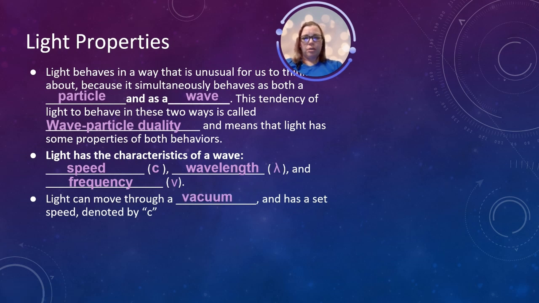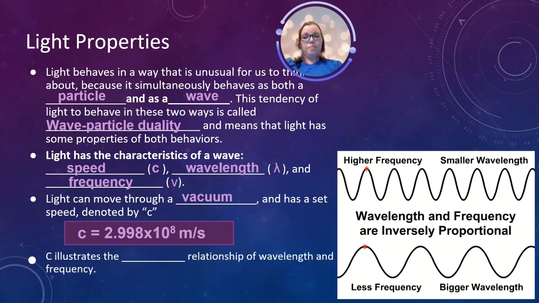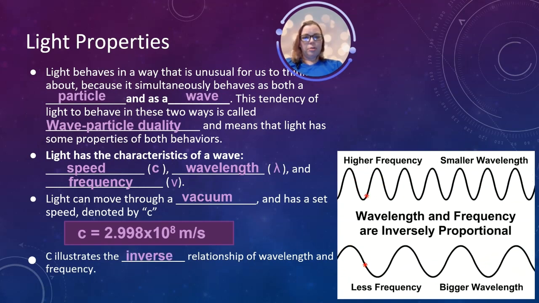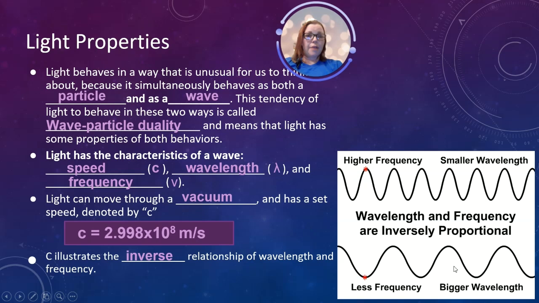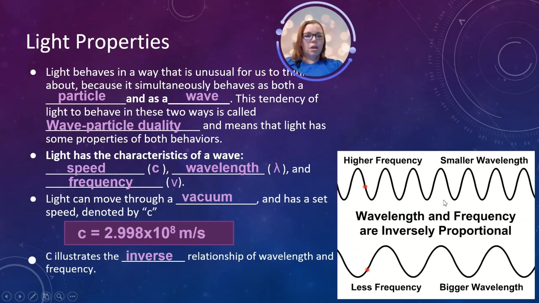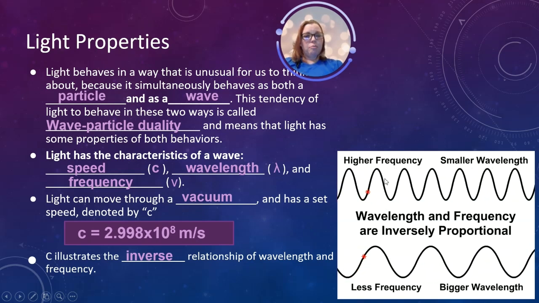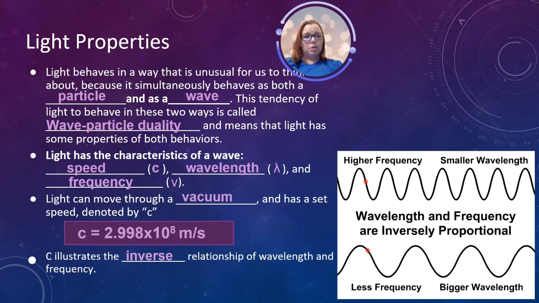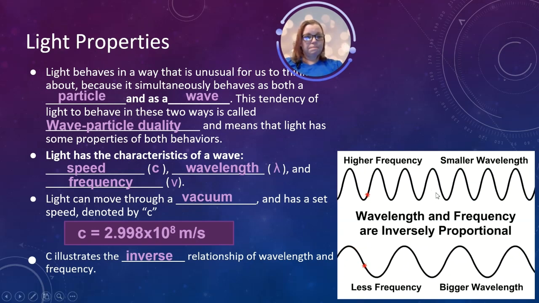So light can move through a vacuum, and it has a set speed that's denoted by c. So this is the speed of light through a vacuum, 2.998 times 10 to the 8th meters per second. And this allows us to see the inverse relationship between wavelength and frequency. And I love this video. It shows it so nicely. If you have a higher frequency, which means you have more waves passing a point in a given time, then you have a smaller wavelength, which you can see here. This is squished.